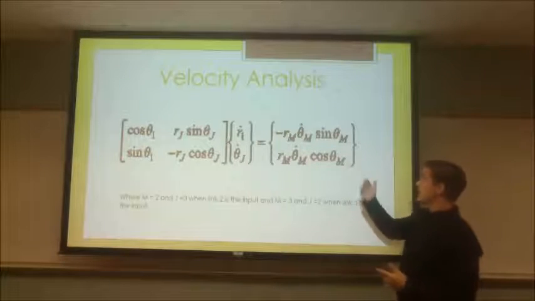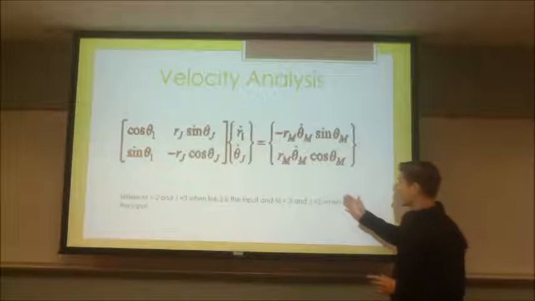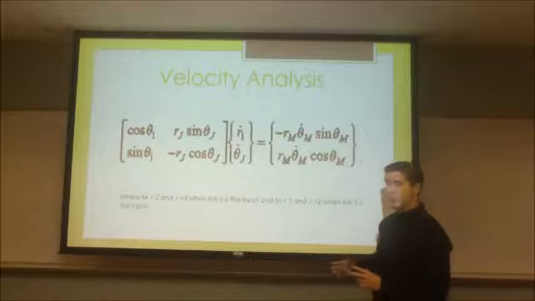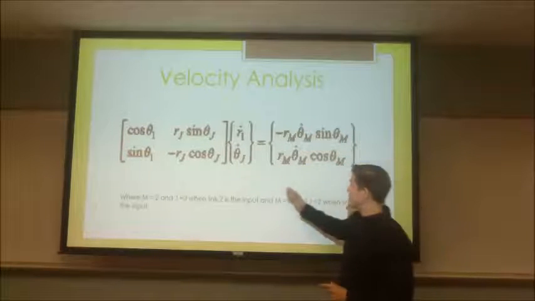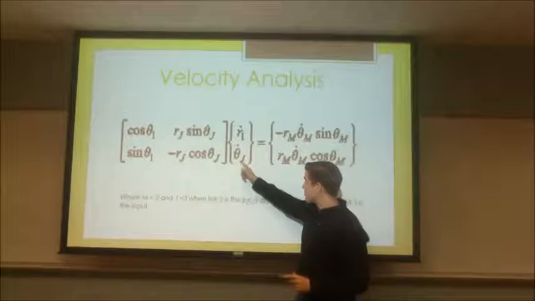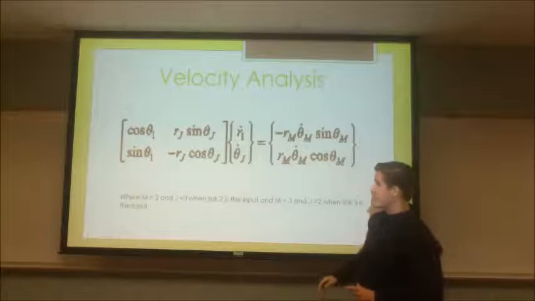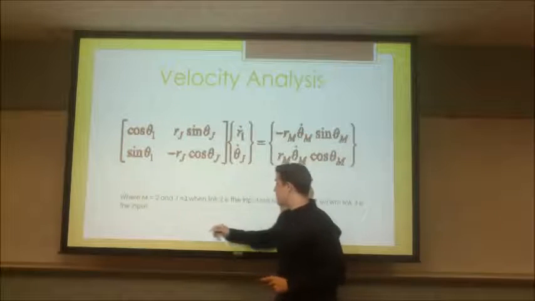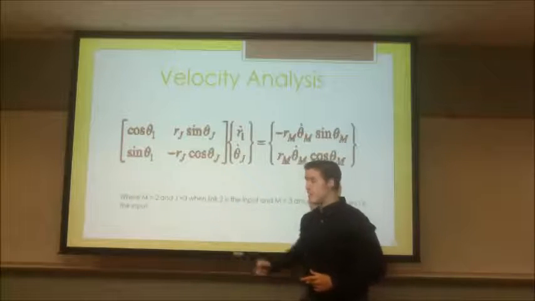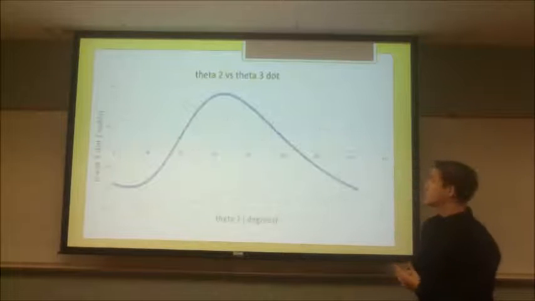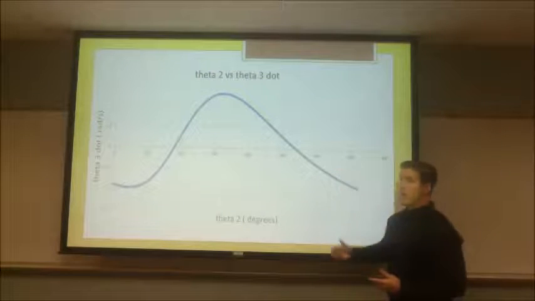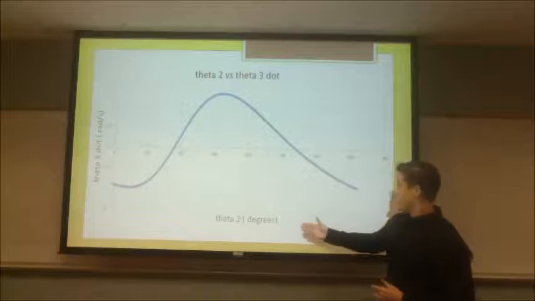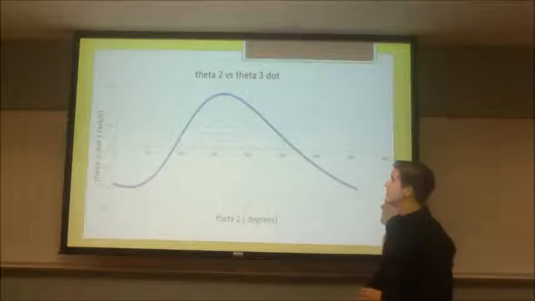In order to find the velocity analysis, in order to find the velocities, we have to differentiate the position vectors, and then we will end up with these matrices. And in order to find the actual omega, the terms J and M are given by the following, because our link 2 is the input, and we do that.